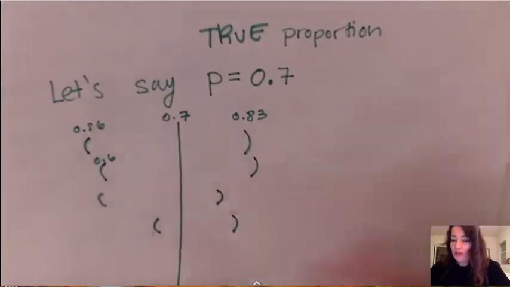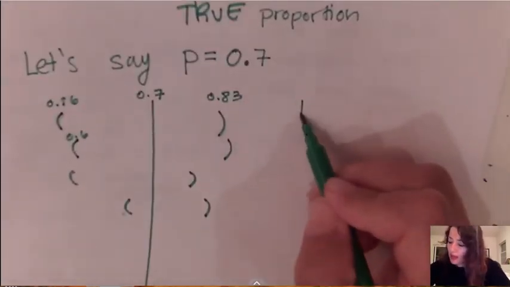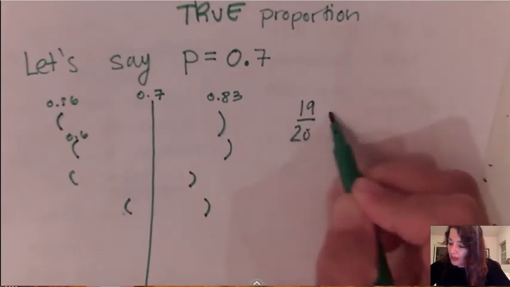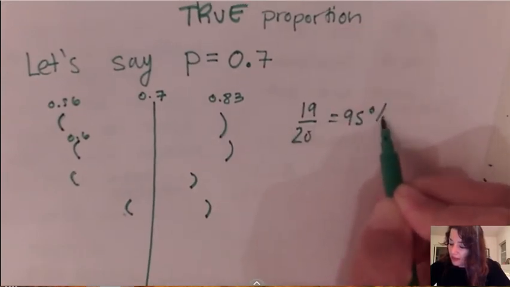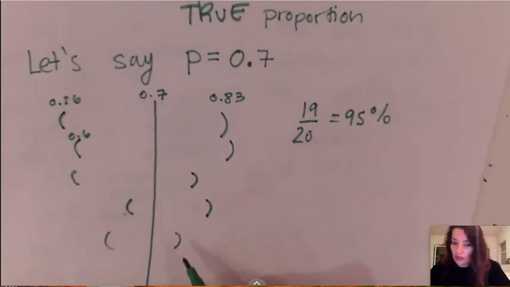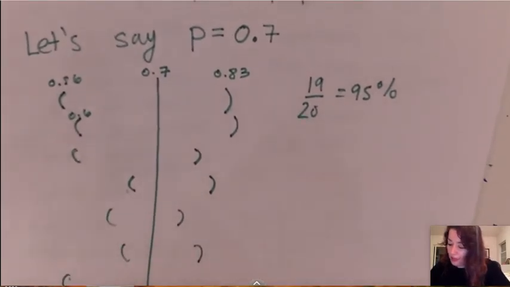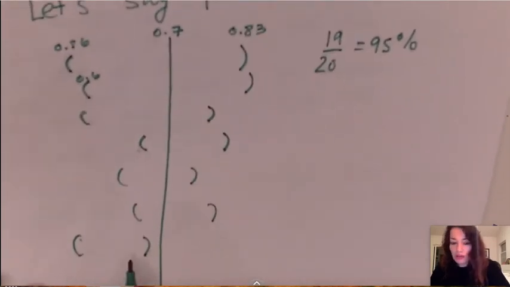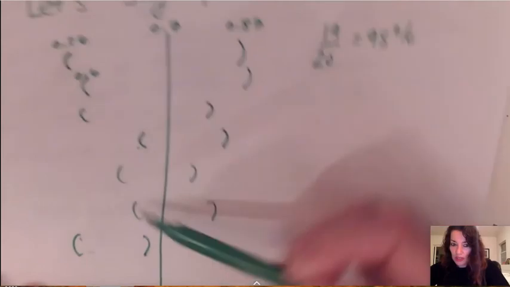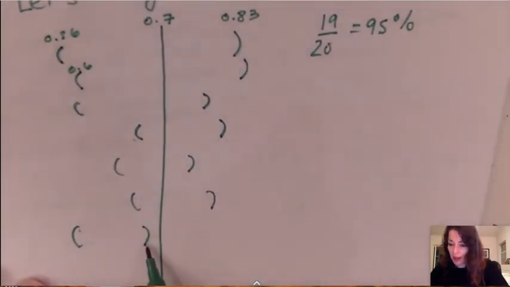And if we would do this, for example, 20 times, then 19 out of 20 is 95%. So out of these 19 times, we would capture the true proportion, but let's say one time here, our interval would not capture it. You see, this true proportion is here, and our interval does not capture it.